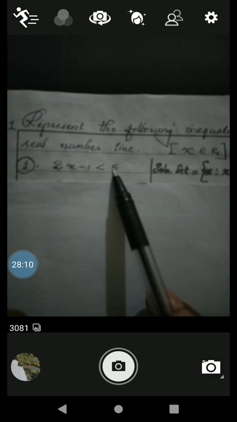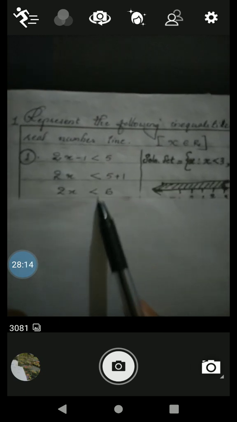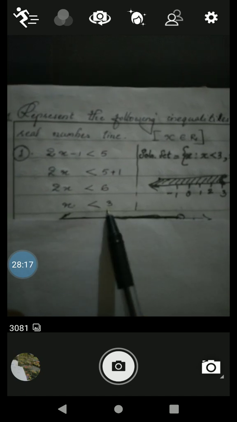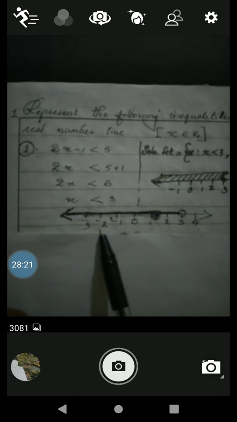One question. Represent the following inequalities on a real number line. Consider one question. 2x minus 1 is less than 5. Okay. Now simplify, solve it. You will get x is less than 3. So we can draw a number line, solution set. First we can write the solution set.